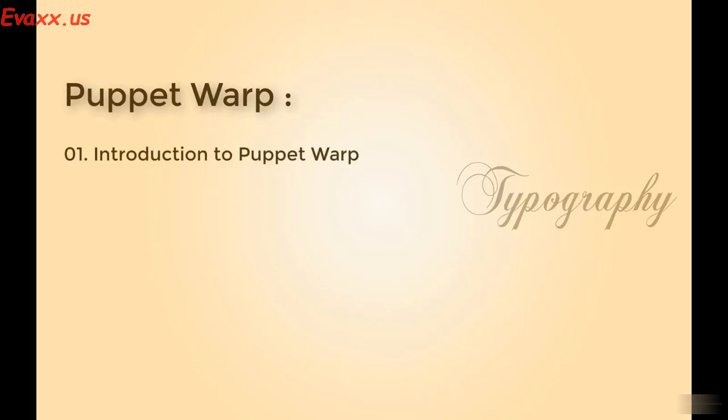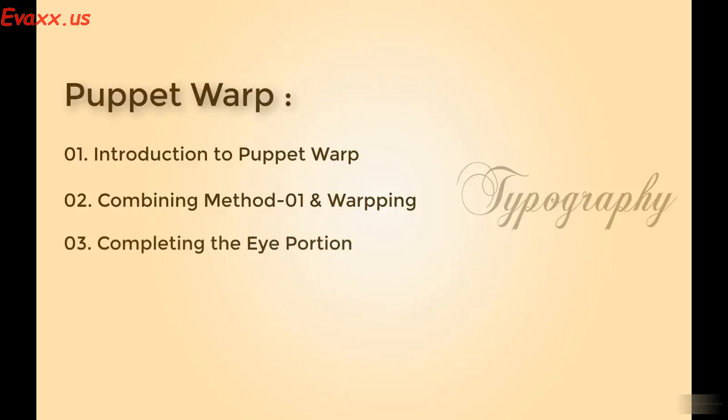So in this session we're going to complete the face using the puppet warp technique. I'm going to introduce you to a new technique called puppet warp, which is mostly used in animation, but we're going to use that in typography here, and also combine the first method which we used earlier and the warping method that we used right now. So we're going to complete the eye portion using all these different methods in order to move on to the next level.